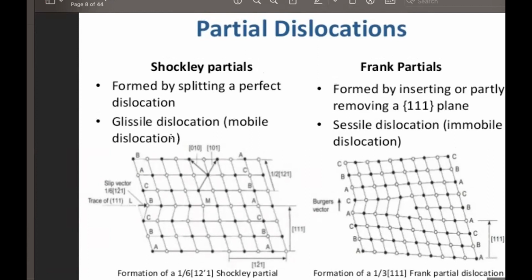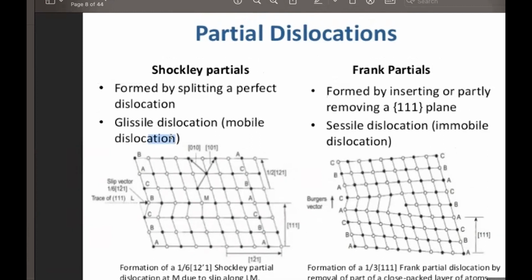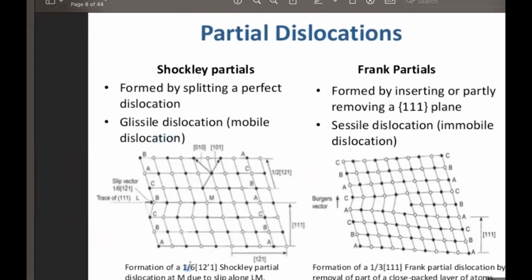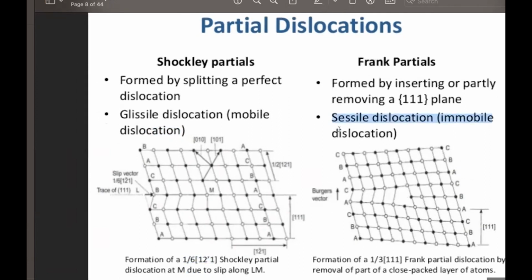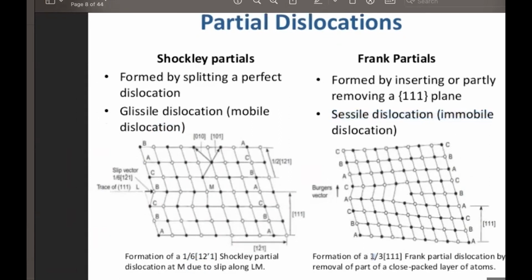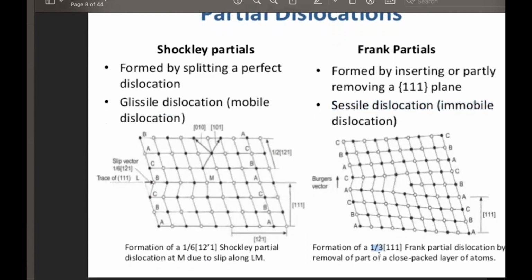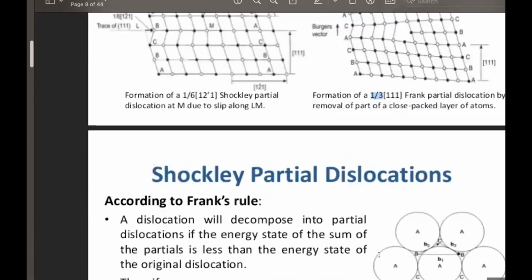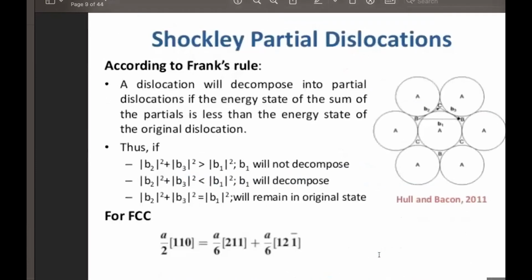Basically, the Shockley partials are very mobile dislocations, and the definition is 1/6 <112>. And the Frank dislocations are immobile dislocations, and the definition is 1/3 <111>. So if you go ahead and check an edge dislocation decomposing into two parts, the reaction is this one.